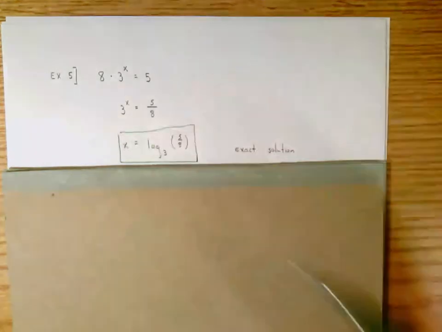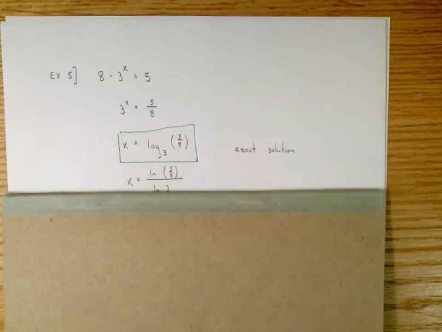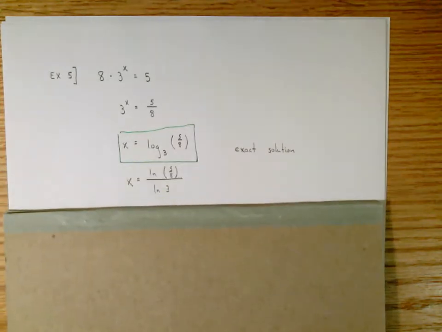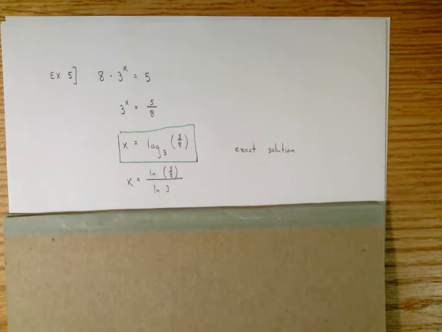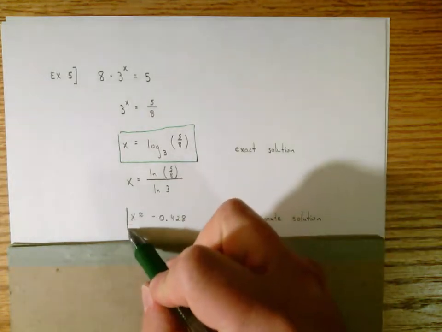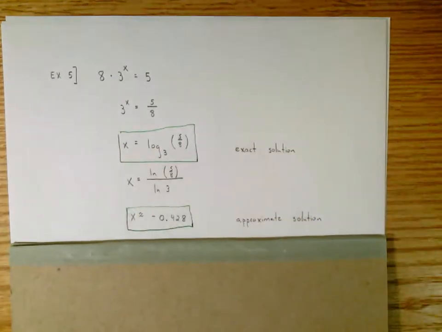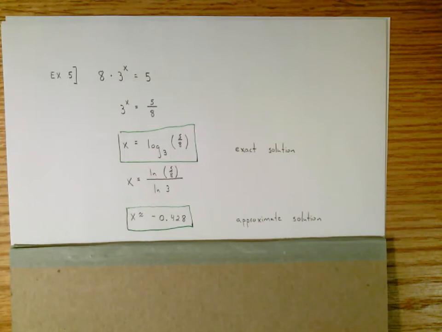There's my exact solution. If we want to approximate this, again, my calculator doesn't have a base 3 button, so I'm going to use a change of base. I've chosen the natural log, base e here. So I've got natural log of 5/8 divided by natural log of 3, and that gives me my approximate solution, negative 0.428. And there we go. Go ahead and pause the video. Make sure you've got example 5 in your notes.